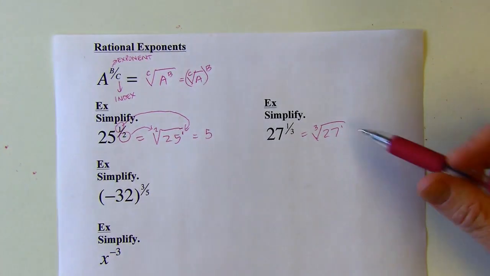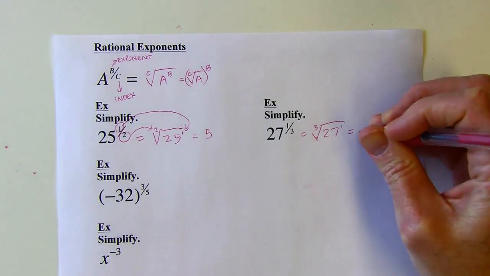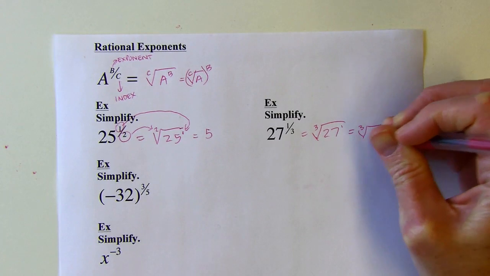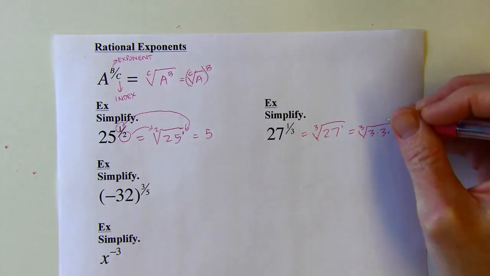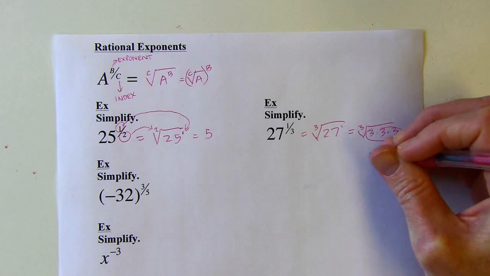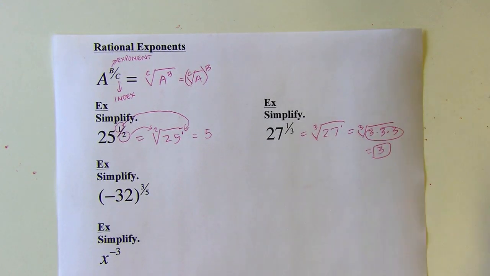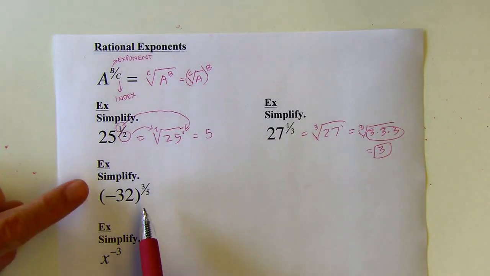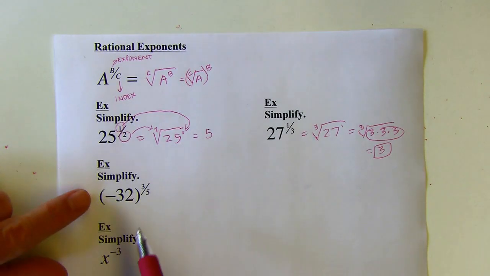Okay, so I've got the cube root of 27. So let's break apart the 27, looking for triplets, and hey, I found some, right? So cube root of 27 is going to be 3. So this is the same as the cube root of 27, okay? Now, we're not always going to have a numerator that's 1. So let's deal with that, okay?